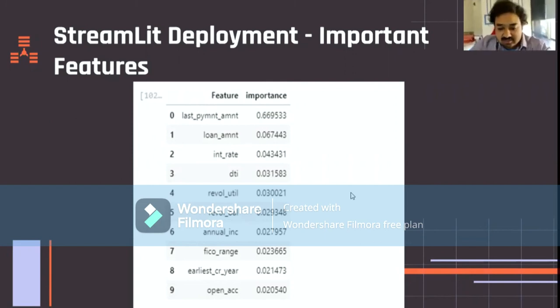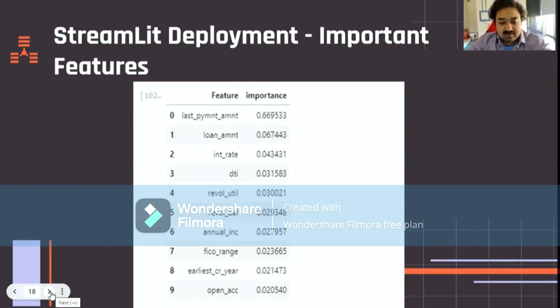As you can see in this slide, these are the most important features that we obtained after analyzing the graphs. The first is last payment amount, the amount of the last payment made by the customer to the bank. Second is total loan amount, the total loan amount taken by the customer. Second is the interest rate that is given on the loan. The third is the debt to income ratio. The fourth feature is the revolving line utilization rate. It is the amount of credit the borrower is using relative to all available revolving credit.